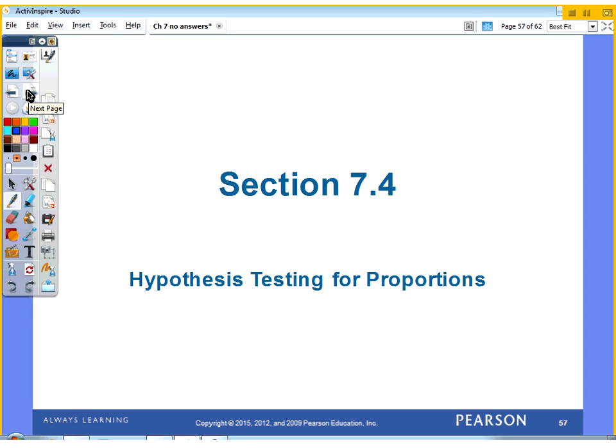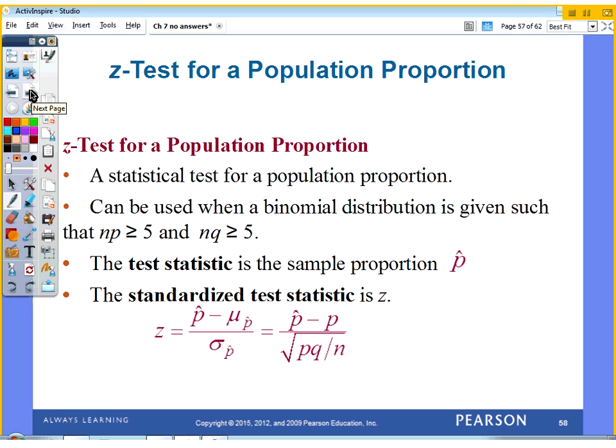All right, so we've got one more hypothesis test that we need to look at, and it is with our population proportion. It can be used when your binomial distribution is such that n times p is greater than or equal to 5 and n times q is greater than or equal to 5, which will always happen, so we're not going to worry about having to test that every time.